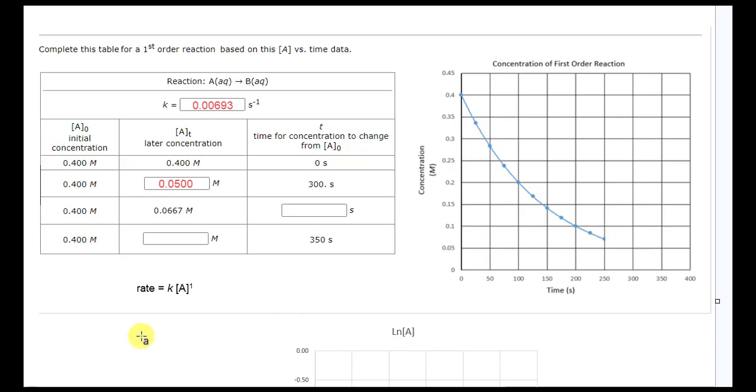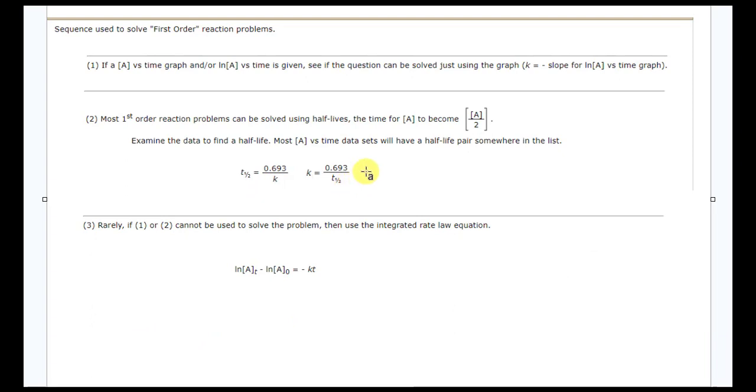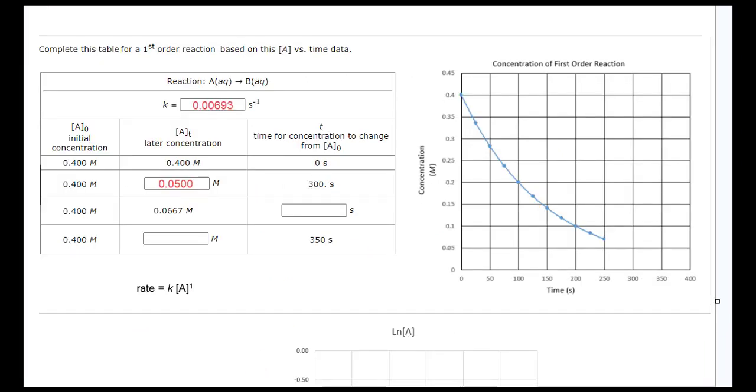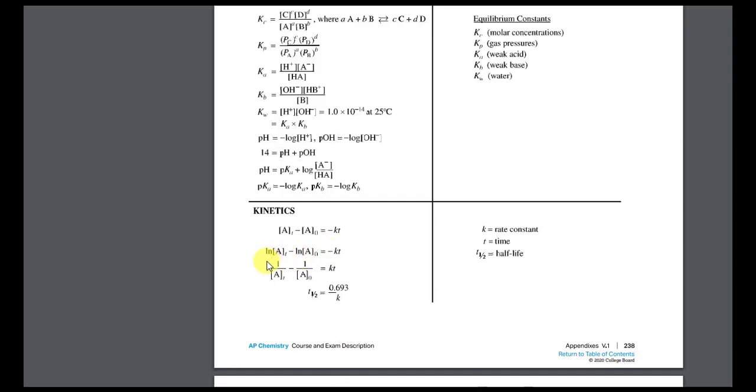Now, I said, remember, look for half-lives. 9 out of 10 cases, it is half-lives. But here, there's no halving. I mean, we've started at 0.4, half of that is 0.2, half of that is 0.1, half of that is 0.05. This is in between there. So our half-lives aren't going to help us here. This is the 1 out of 10 chance where we've got to go to the equation sheets and actually use this equation for the first order reaction. That's where we'll go next.